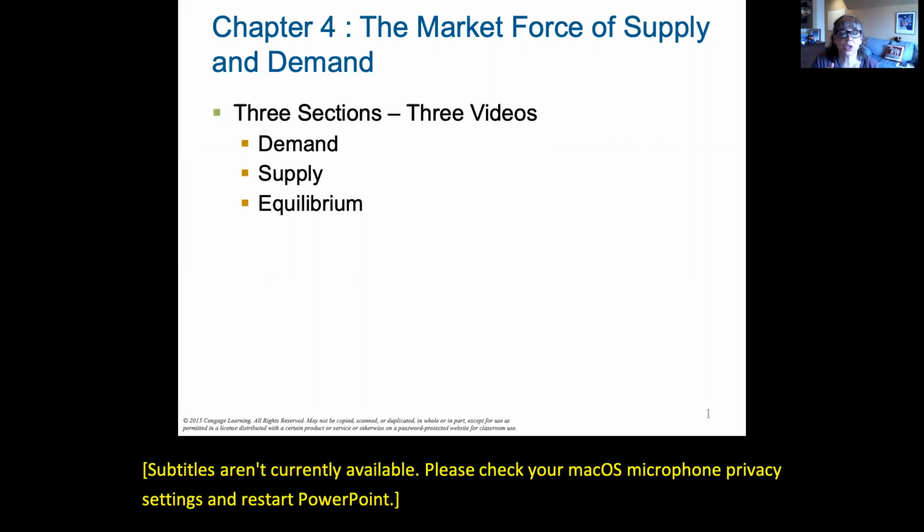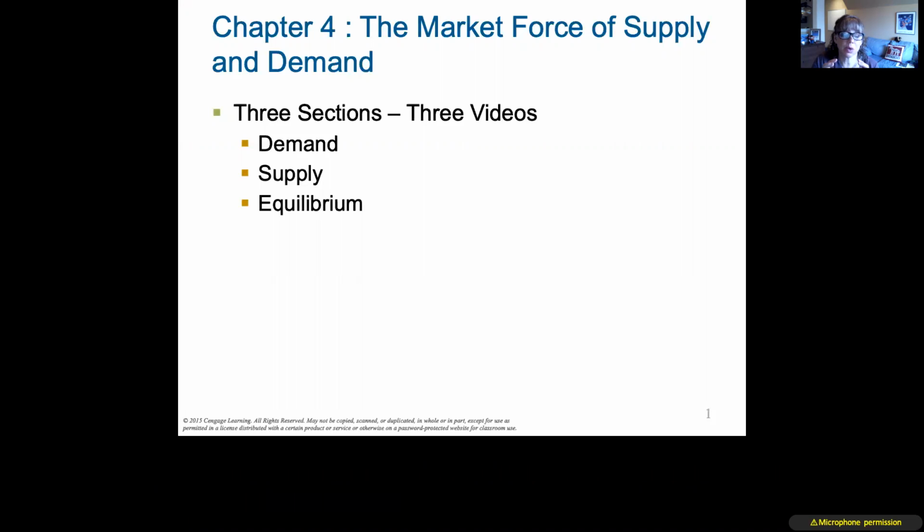So what we're trying to do here is make these so that we can look at the forces of demand first, which of course is the consumer portion, the forces of supply, and then we'll look at the equilibrium. So there are 3 videos for this particular chapter.